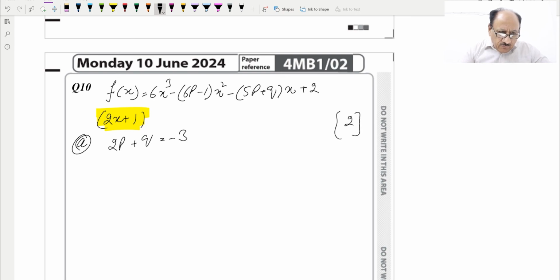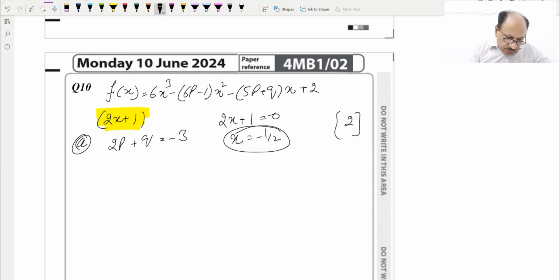And we know that if 2x plus 1 is a factor, it means what? It means that 2x plus 1 we can write equal to 0. So x is equal to minus 1 by 2. So f of x at minus 1 by 2 should be equal to 0. So we can write f of minus 1 by 2 is equal to what? 6 times x cube, meaning minus 1 by 2 cube.